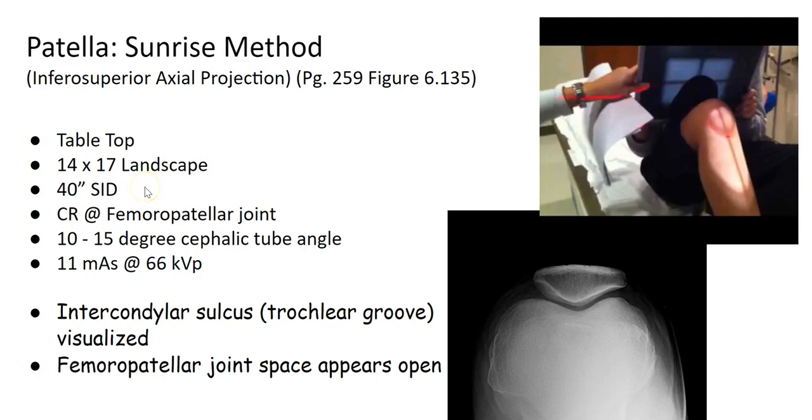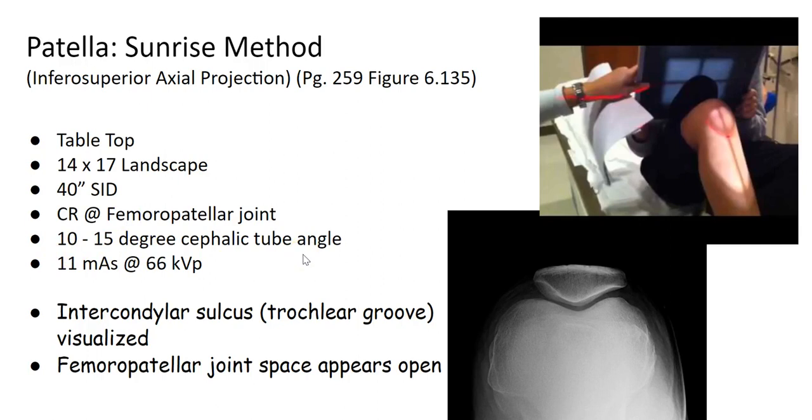Now, you can use 40 to 45 inches SID. Remember, many clinical sites are still going to use 40, so that's why I put 40 on the slide. I want you to center at the femoral patellar joint space. So all you're doing again is finding the apex of the patella, putting your finger there, and that's where you should center. This time, we are using a 10 to 15 degree cephalic tube angle, and that is from 90.